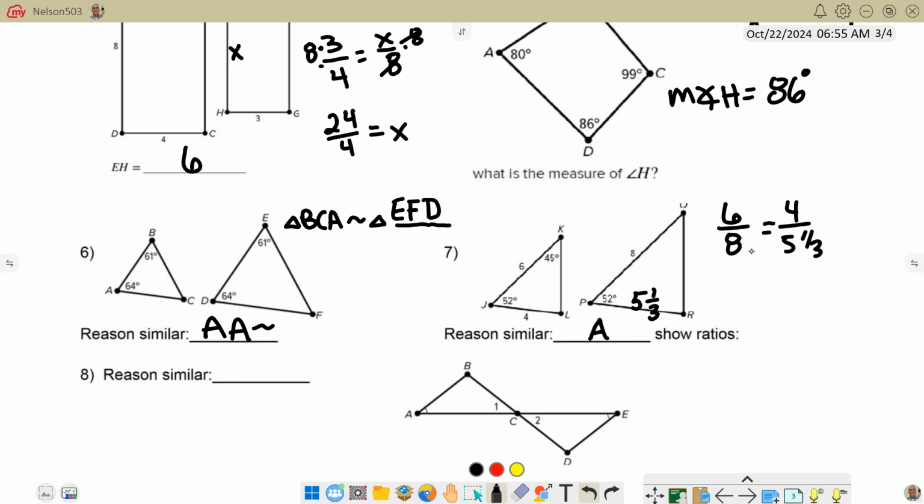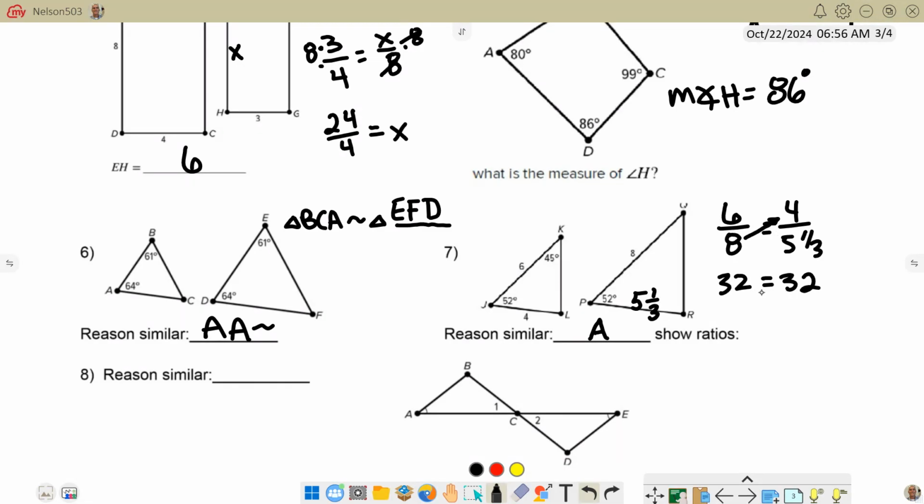Now, how do we know if this is a proportion, if this ratio equals that ratio? One easy way is to multiply both sides by 8, get the 8 out of the denominator, and multiply both sides by 5 1/3. So in other words, we're going to multiply 8 times 4 and get 32. 5 1/3 times 6, 32.